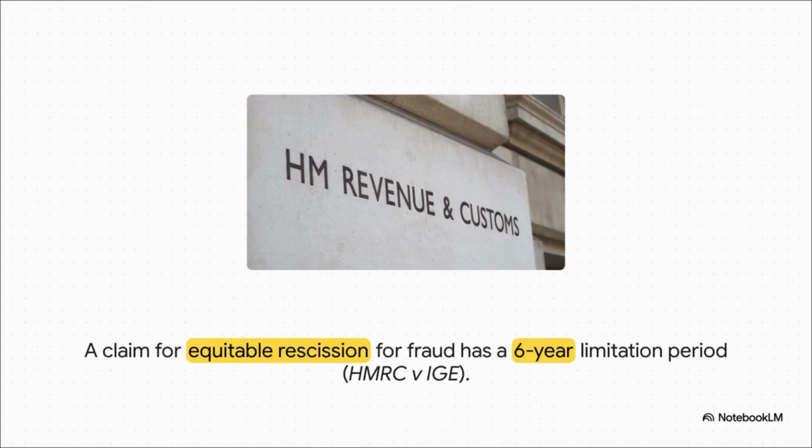Now, here's a more advanced point. Usually, common law rescission doesn't have a time limit, but things can get tricky if you can't restore things exactly as they were and you need the flexibility of equity. Well, the recent case of HMRC v. IGE confirmed that a claim for equitable rescission for fraud actually has a 6-year limitation period. It's a subtle point, but it could really make your answer stand out.